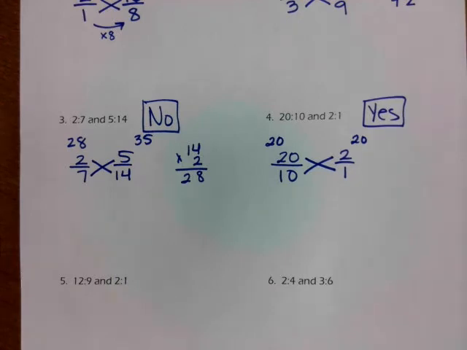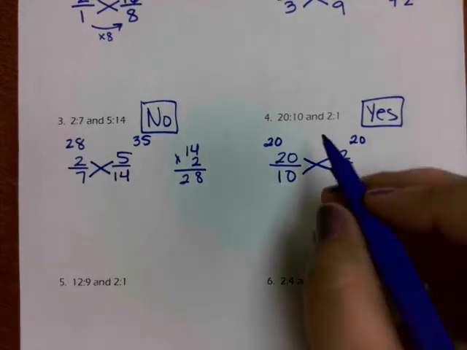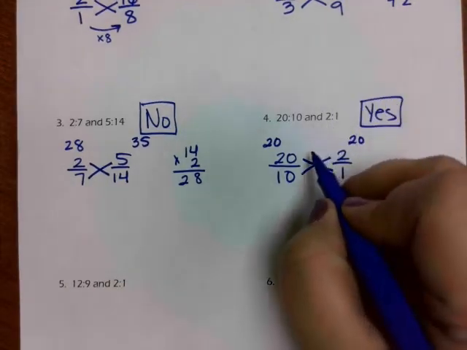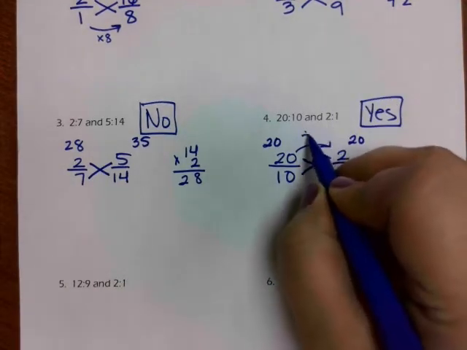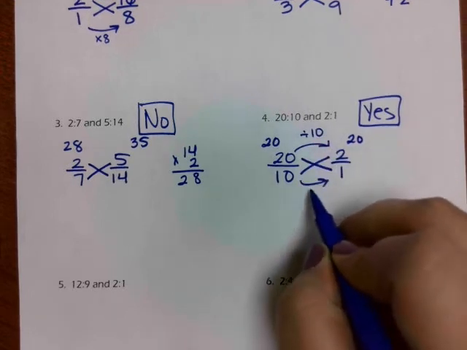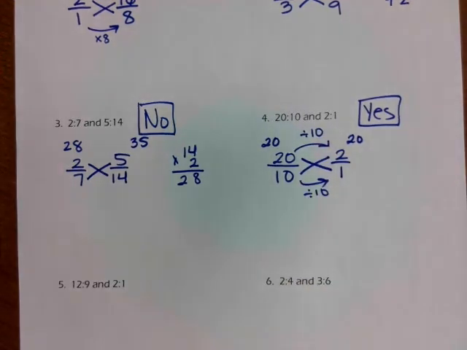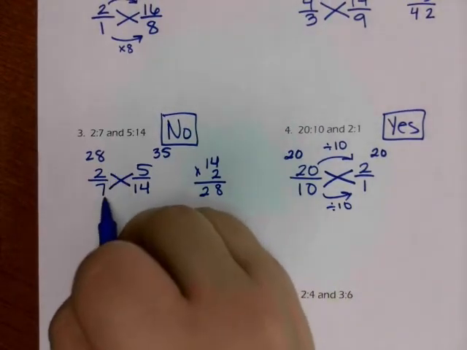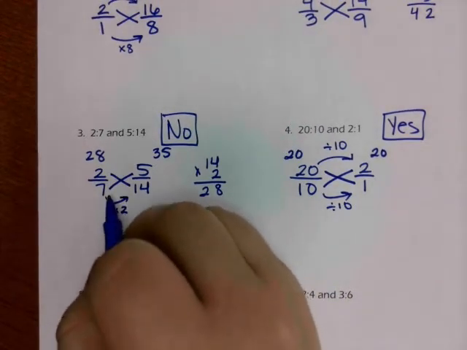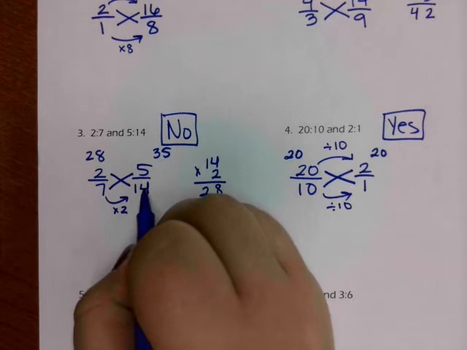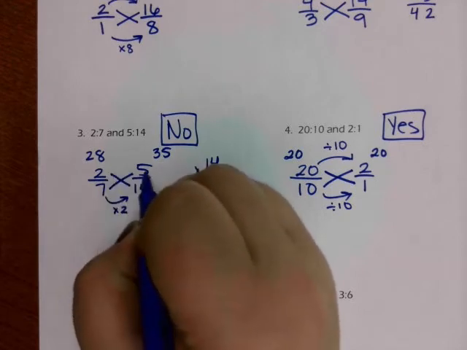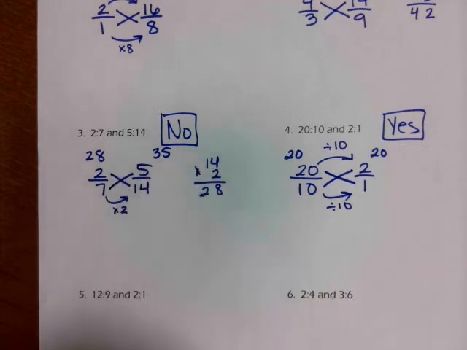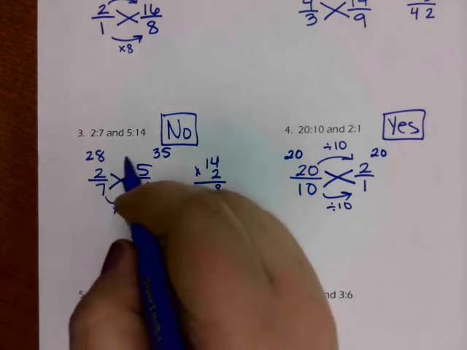And that's it, guys. It's pretty simple, just figuring out the cross products, or you could try to find that relationship going across. So for example, here I could have done divide by 10 for both. Okay, that would have worked. Over here where they were not equivalent, I could do 7 times 2 to get me 14, but if I multiplied 2 times 2, I would get 4, not 5. So that would prove that they were not equal. Nothing times 2 would get me 5.